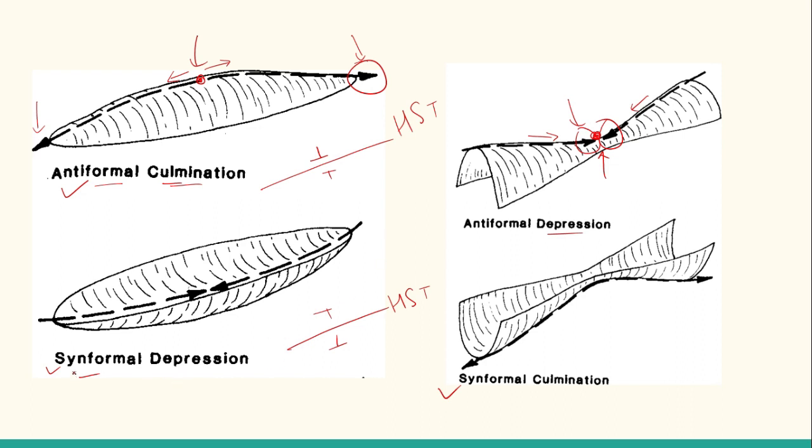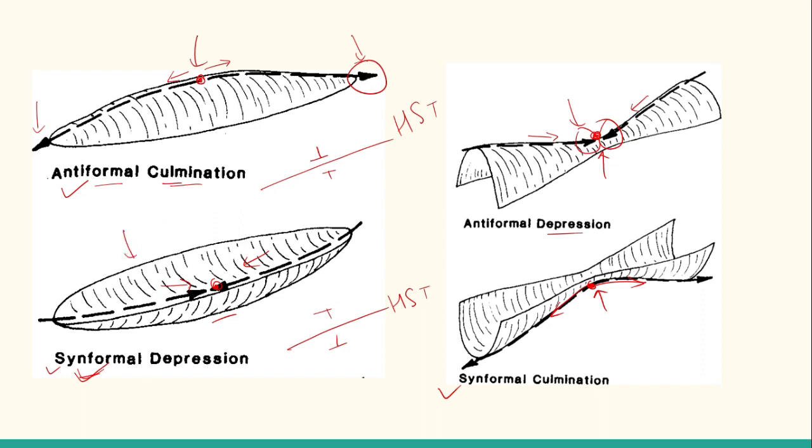The same definition goes with the synform also. In the case of a depression they all will be converging or meeting at this common lowest point, and in the case of a culmination, from this common highest point they will be separating from each other. So this will be our basis for identifying the four types of doubly plunging folds in a geological map. We will now see how they look.